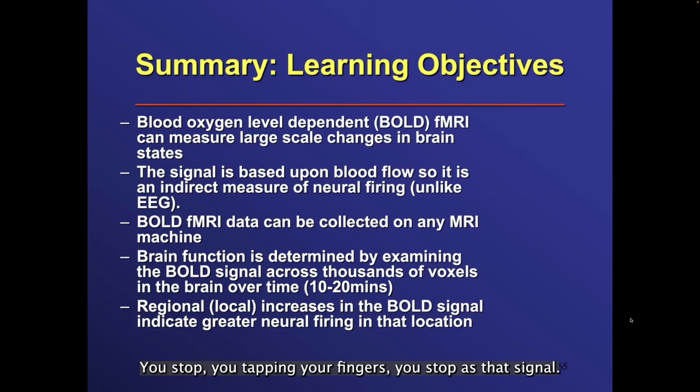If areas in the brain follow that timing, that BOLD signal is oscillating in the same timing, then we will say that is a local increase in the BOLD signal due to neural firing. It looks like that region is active in relationship to my task. So that's an overview of BOLD fMRI. The next module will cover connectivity.